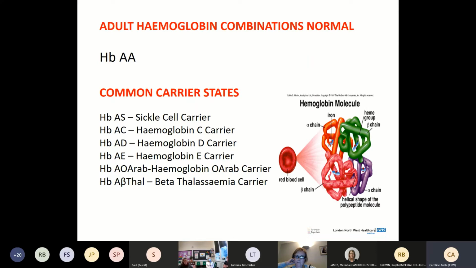Now, common carrier states are, for example, hemoglobin A and S, and we say that person will be a sickle carrier. If you've got A and C, we say hemoglobin C carrier. Hemoglobin A and D, we would say hemoglobin D carrier, and so on.